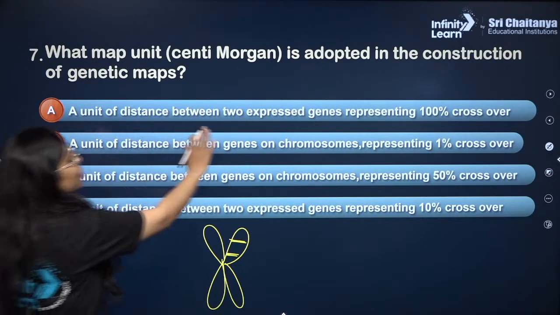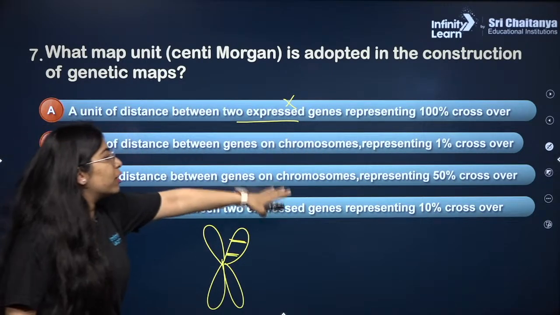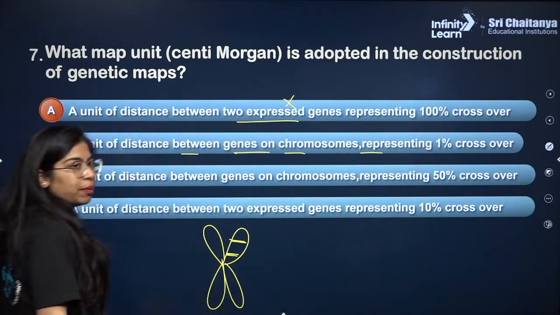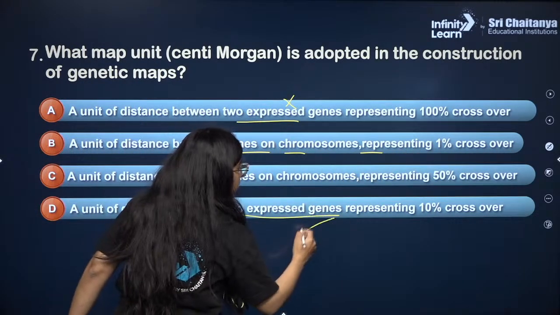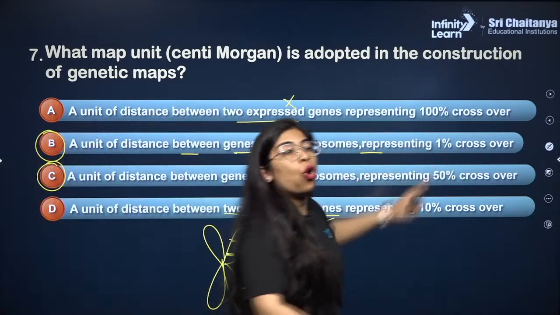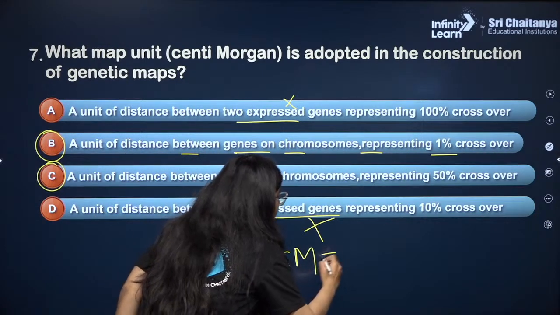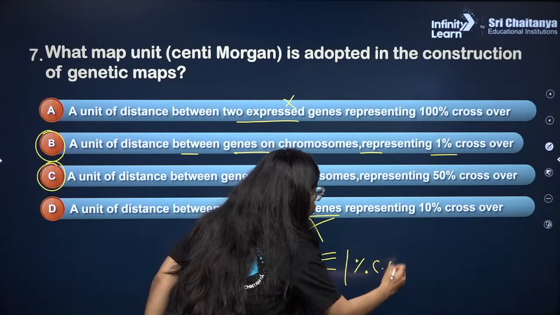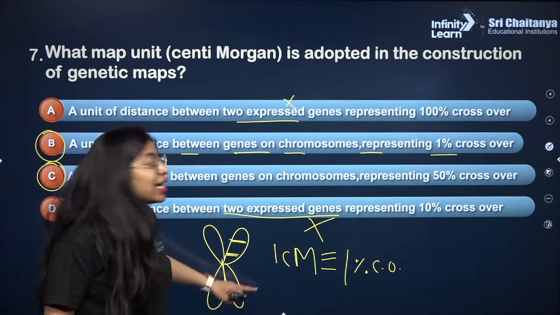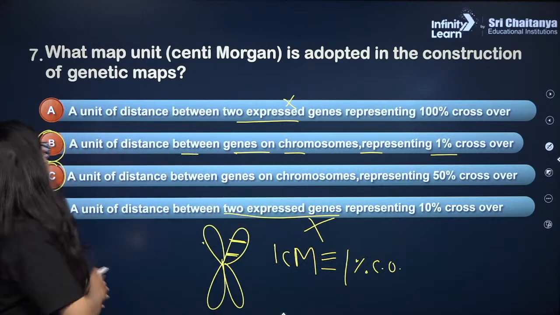Okay, so a unit of distance between two expressed genes? No, we didn't talk about it. Distance between genes on the chromosomes representing 50% crossover, or between genes on chromosome representing 1% crossover, or distance between two expressed genes? No. I know that the answer is in between B and C, but it represents always 1% crossover, everyone. Why? Because 1 centimorgan is equivalent to 1% crossover. This 1 centimorgan is the distance between the two genes on the chromosome. So my answer is B, everyone.